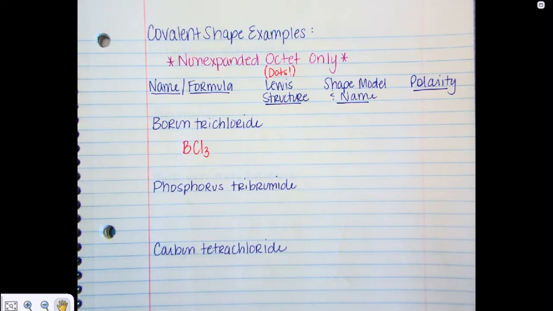Now, I need to figure out what's in the middle. When deciding what's in the middle, you need to think about how many bonds these atoms can make. Boron has the ability to make 3 bonds. Chlorine has the ability to make 1 bond. Chlorine can't be in the middle, so boron has to be in the middle. The boron is bonded to 3 chlorines, so it only makes sense that boron's in the middle.